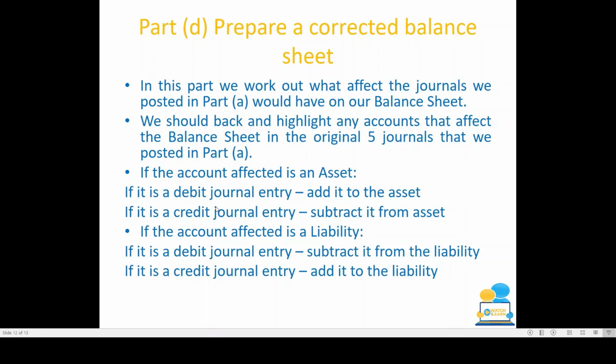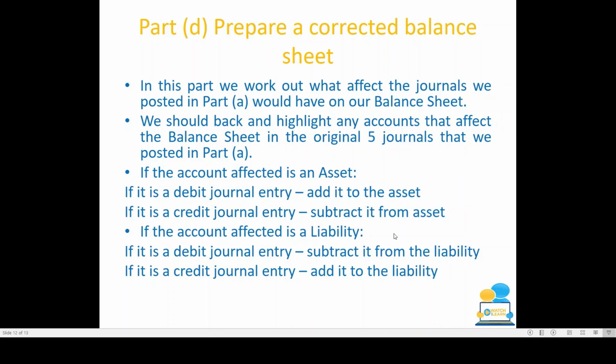If the account affected is an asset, so if you circle all the balance sheet items and it's an asset, something like, let's say, motor vehicles, then assets have a debit balance. So if it is a debit journal entry, you add it to the asset. So if you go back to part A and you see motor vehicles on the debit side, you're going to add it to the asset because it's going to increase the asset. Similarly, if it's on the credit side, we'll take it away from the asset. So if we see motor vehicles on the credit side, that will reduce our assets, so we'll take it away.